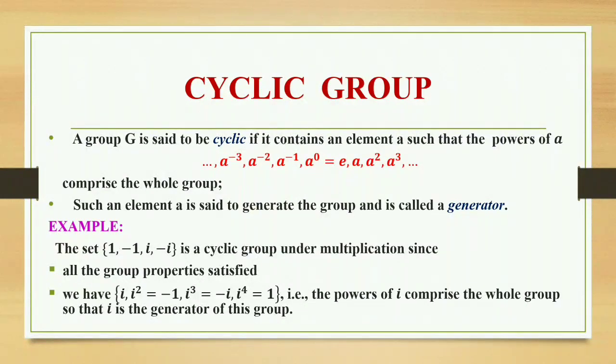For example, we consider the same group {1, minus 1, i, minus i}. This group is a cyclic group since the powers of the element i comprise the whole group. That is, 1 is nothing but i power 4, minus 1 is nothing but i squared, i is nothing but i power 1 and minus i is i cube. Therefore, in this cyclic group, i is the generator.